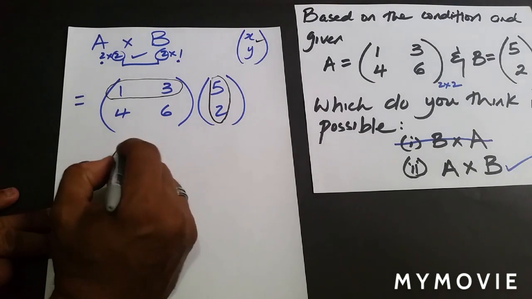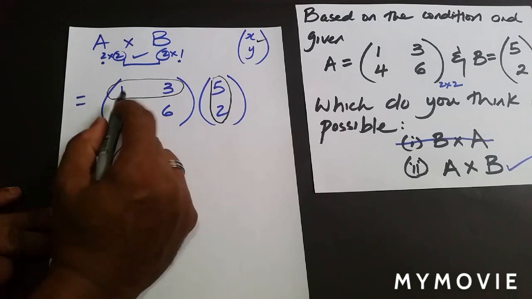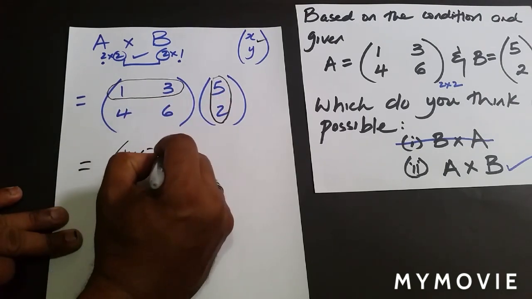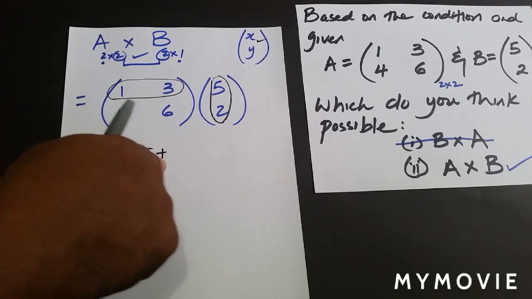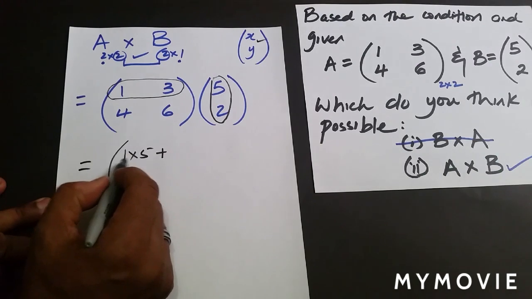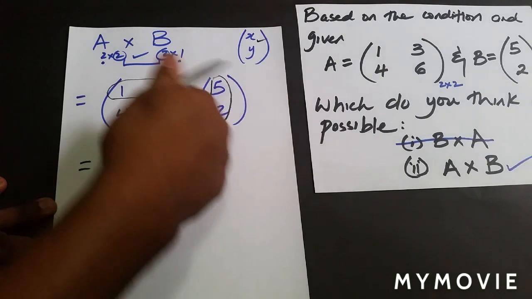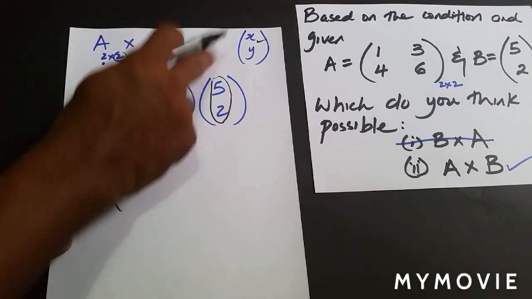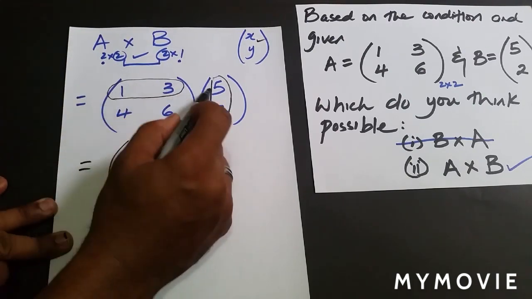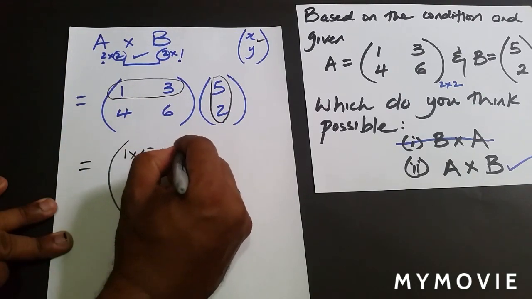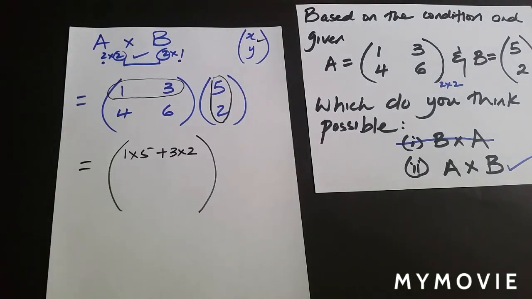So we're going to have 1 times 5, plus, very important, a lot of students leave this out. A lot of students make the mistake of doing 1 times 5 here and then going over here and doing 3 times 2 and ending up with a 2 by 2 matrix. But you already know, based on the outer numbers, what kind of matrix you should end up with. That is very important. So it is 1 times 5 plus 3 times 2, and that is going to give me element x.